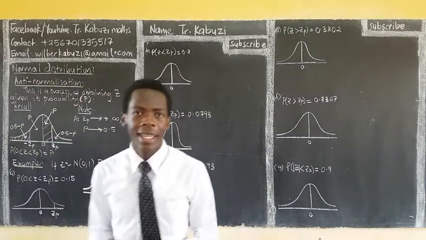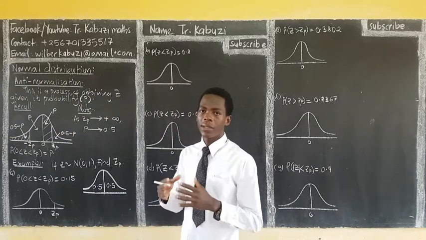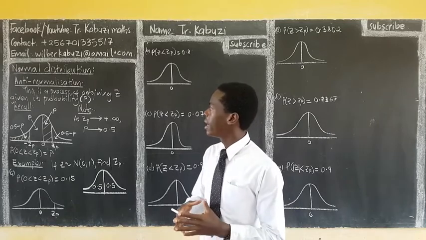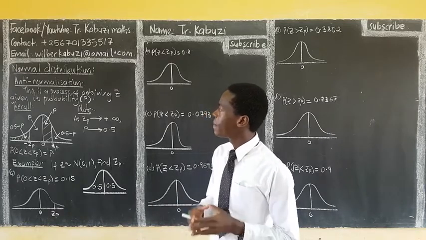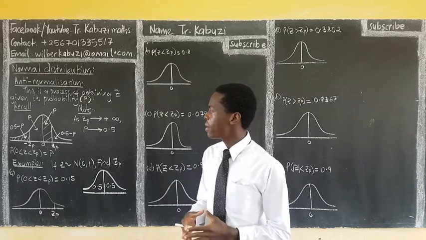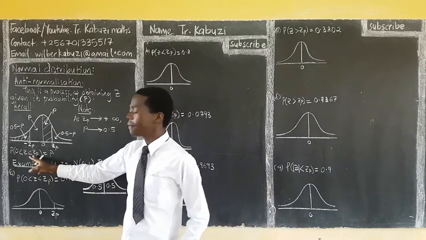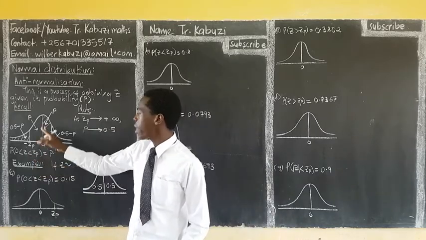Now we are going to see some new subtopic. It's called anti-normalisation. Some people call it the anti. This is the process of, now, in our usual cases, they are giving us this value of z, then we are getting this probability here.